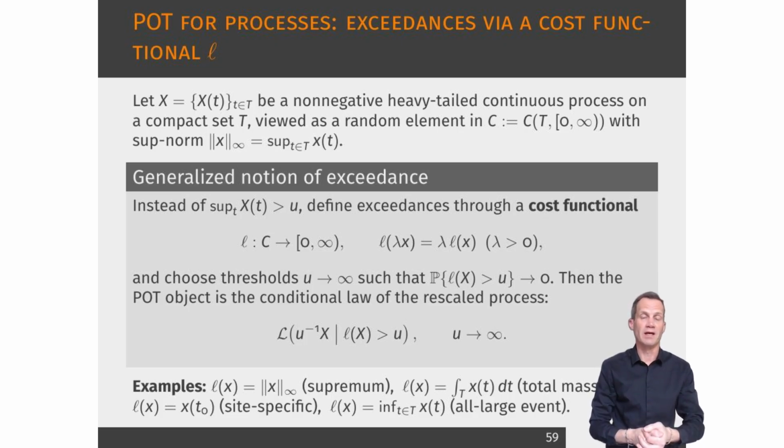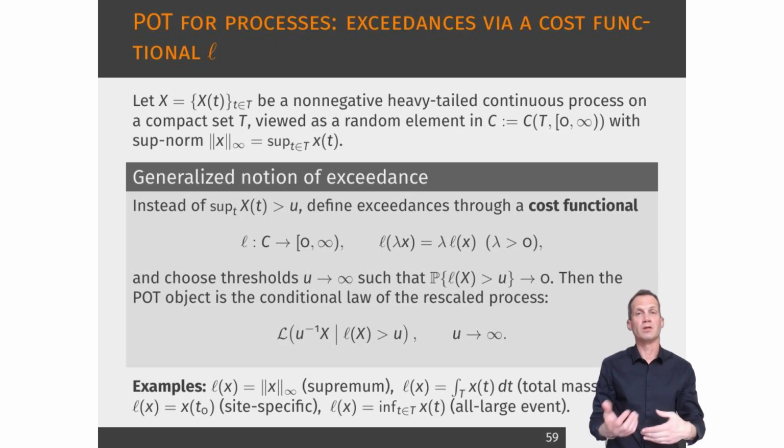Instead of defining an extreme event only through the maximum of the process, we use a cost functional. This functional must be homogeneous. Multiplying the whole function by a positive constant multiplies the cost by the same constant. This property is important because it separates the severity of an event from its shape.